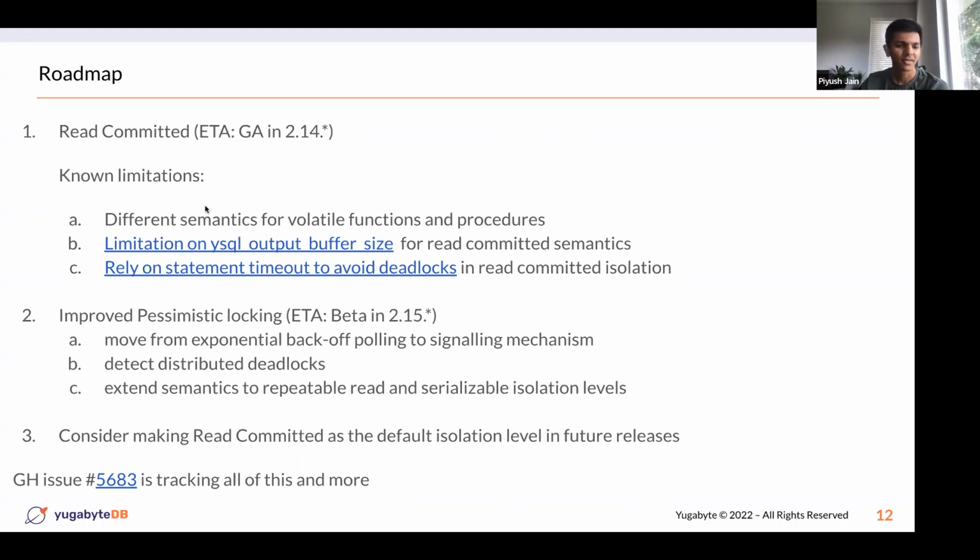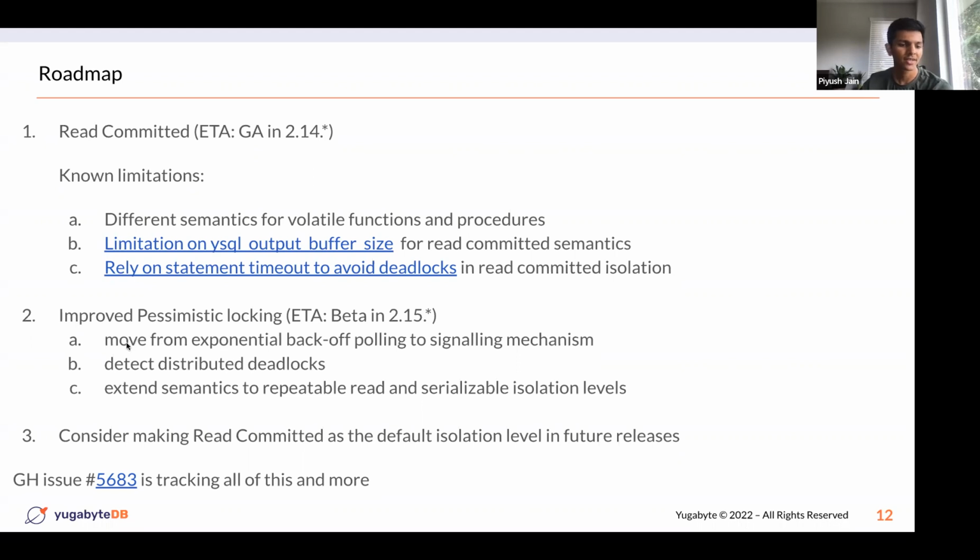Yeah, that's the plan. And then apart from this, we'll have improved pessimistic locking coming. Now this will be beta in 2.15. When I say improved pessimistic locking, let's dissect this further. Read committed already has pessimistic locking by retries, right? We already have that. Now, the improvement is that instead of doing exponential backoff polling retries, we'll do a signaling mechanism. So it's going to be faster and less resource intensive.